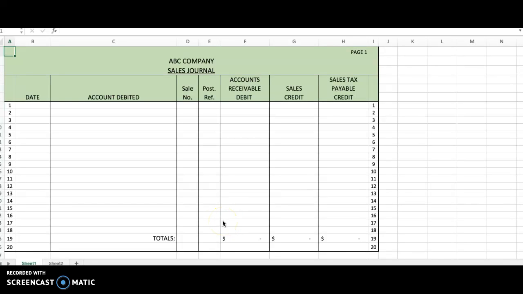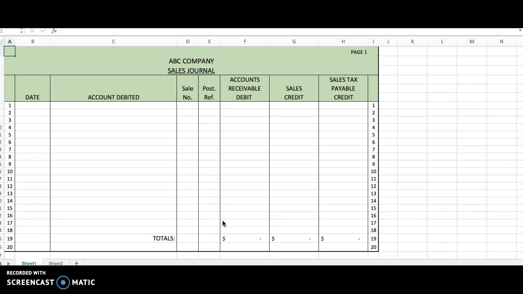The first multi-column journal we'll look at will be the sales journal, and you see a sample of one on your screen. This is a sales journal for the ABC company. And first of all, let's look at what it's used for and the different columns. This journal is used for a company that makes a lot of sales on account.